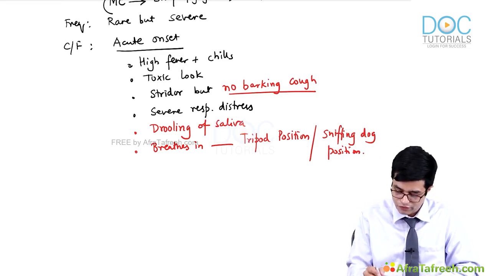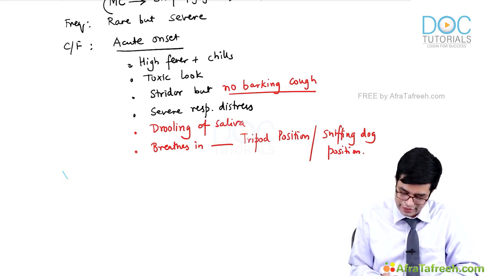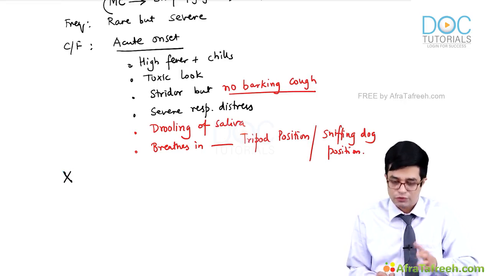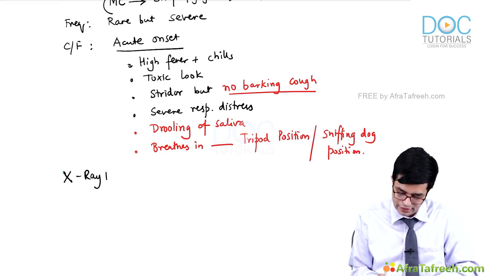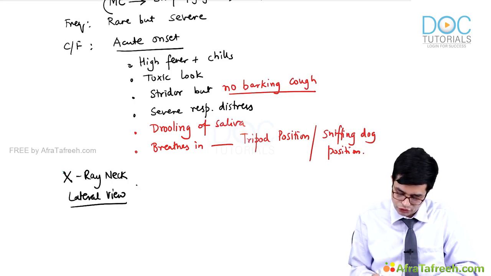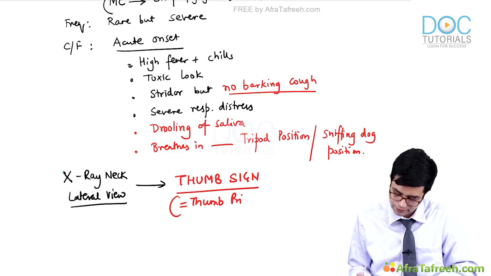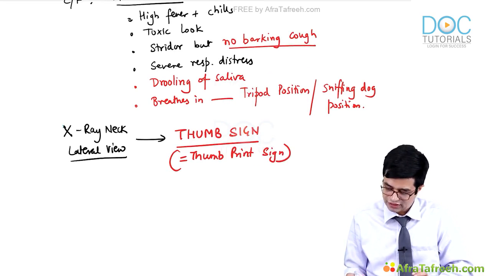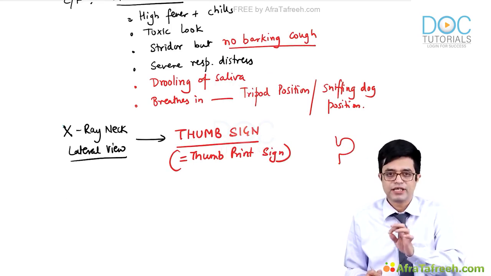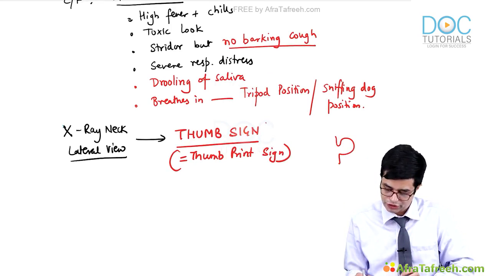But if you have time and you are able to do an X-ray, here you do not perform an X-ray neck AP view. You perform an X-ray neck lateral view. An X-ray neck lateral view will show a sign called thumb sign. It is also called thumbprint sign. A swollen epiglottis will form a thumb-like projection projecting into the airway. Again, it is a potential visual.